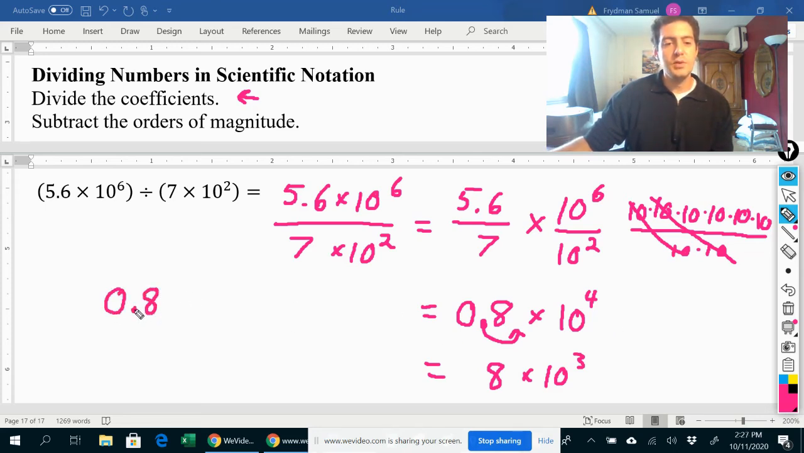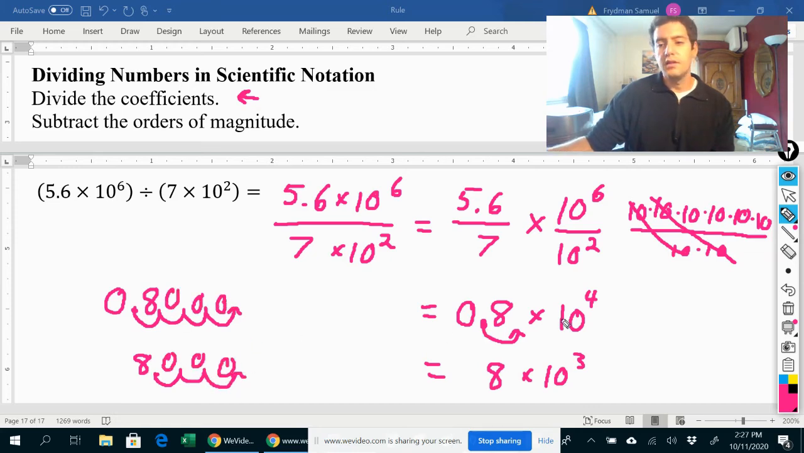I would move this decimal point 4 spaces to the right, 1, 2, 3, 4. And 8 times 10 to the 3rd, here's the invisible decimal point there. I would move it 3 spaces to the right, 1, 2, 3. So you can see in both cases, the answer in standard form, at least, is 8,000. Remember, these decimal points are not here anymore. We moved them to the end. Okay, so these have the same value. They're both equal to 8,000, which is the answer to our problem.